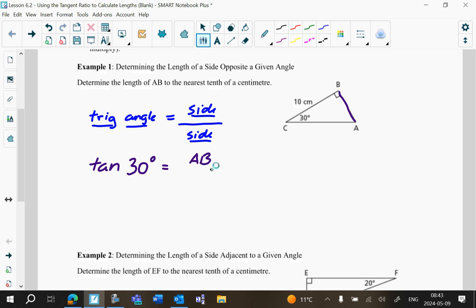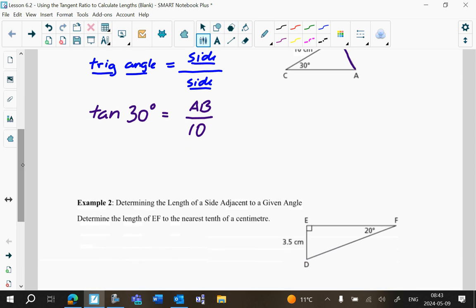Over the adjacent side. What's the adjacent side? Okay, yes. We've got an equation. Well, how do we solve an equation? We got to get the variable by itself. We got to get AB by itself. There's a divide by 10 here right now. How do I get AB by itself? Multiply by 10. And whatever you do to one side, you have to do to the other.